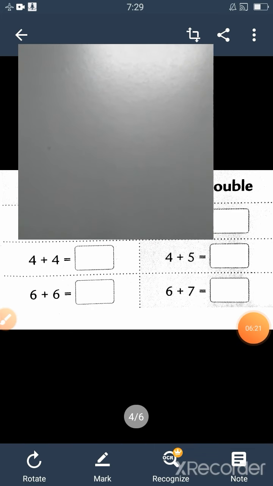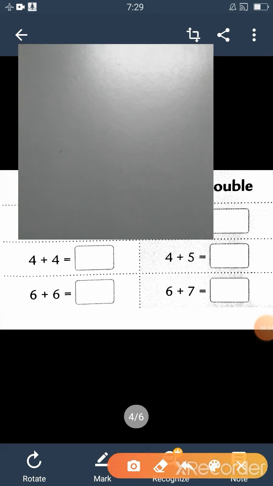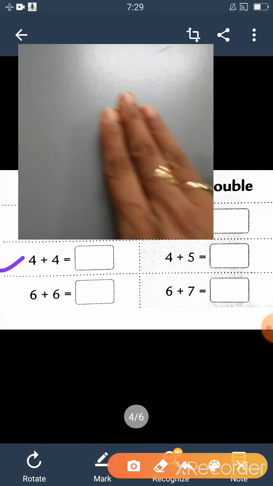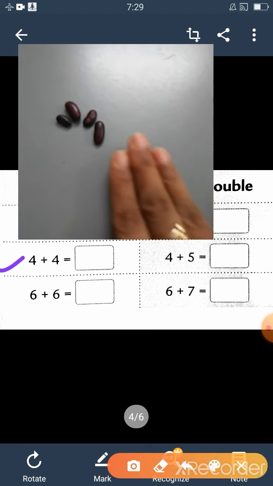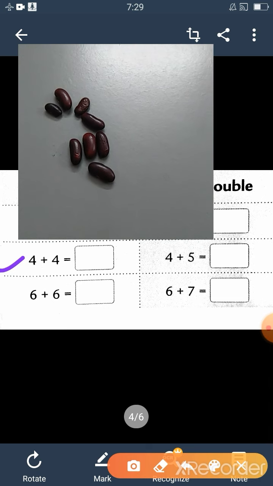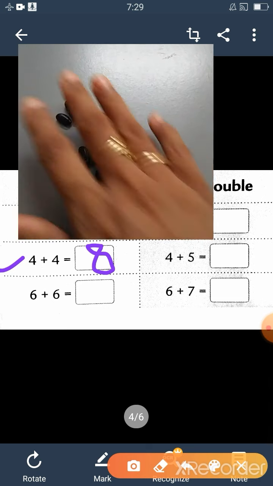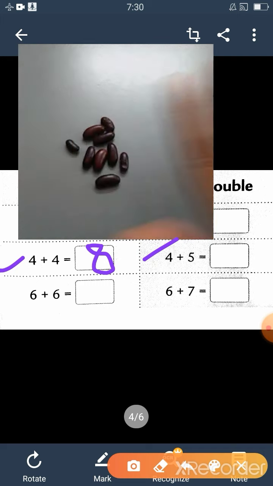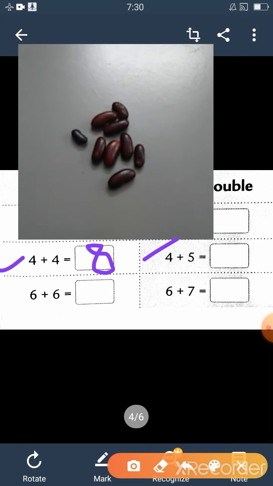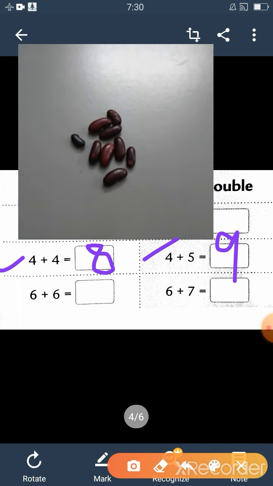Now children, see here. The next question is 4 plus 4. So I have taken 4 rajma seeds. In that I have put 4 more. So we know 4 plus 4 is 8. Now let us solve this side. If we know 4 plus 4 is 8, then 4 plus 5 will become how many, children? 9. So let us see whether we are getting 9. See here, I have taken 4 rajma seeds and I am putting in that 5 more rajma seeds. You can count. Yes, we have got 9 rajma seeds.